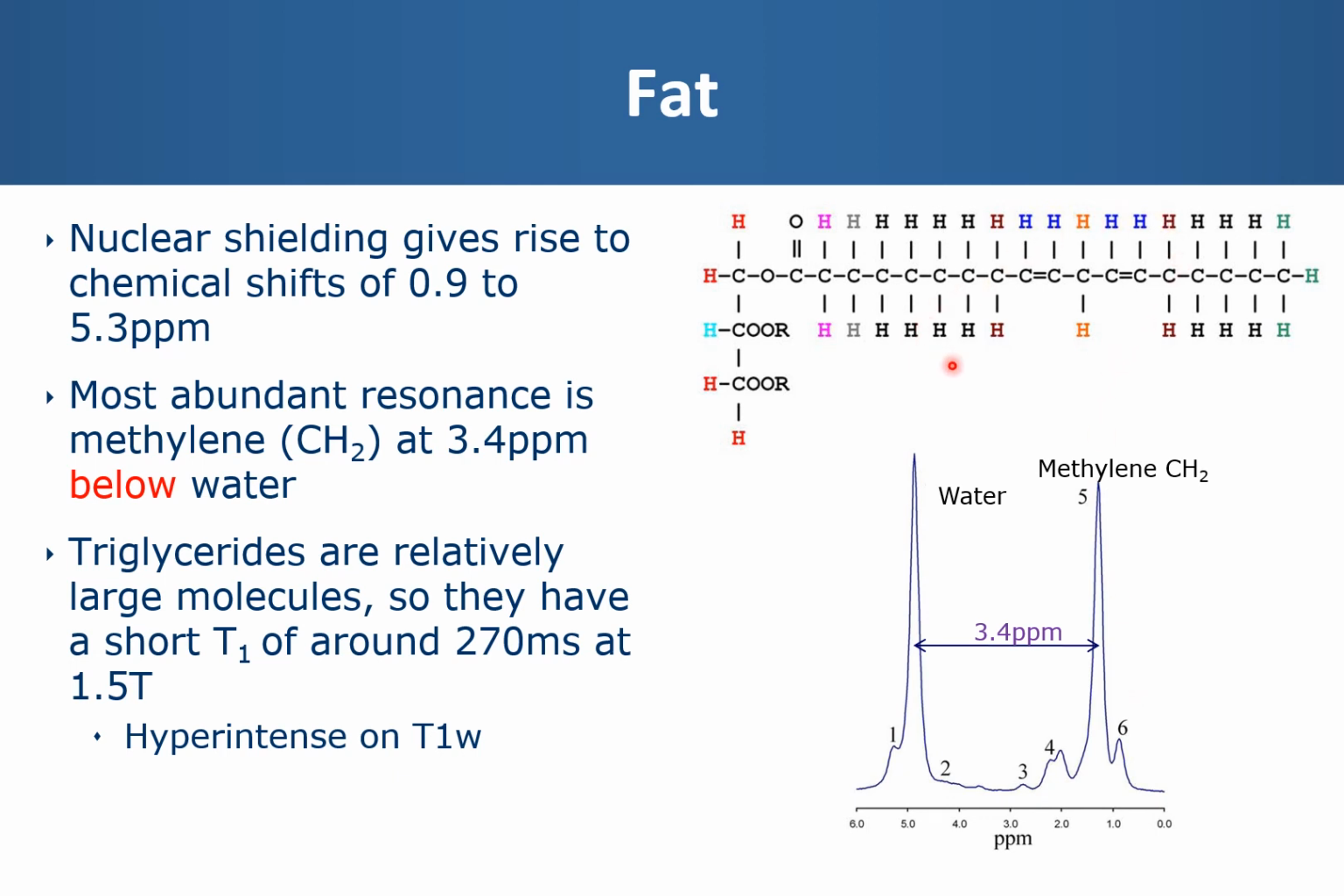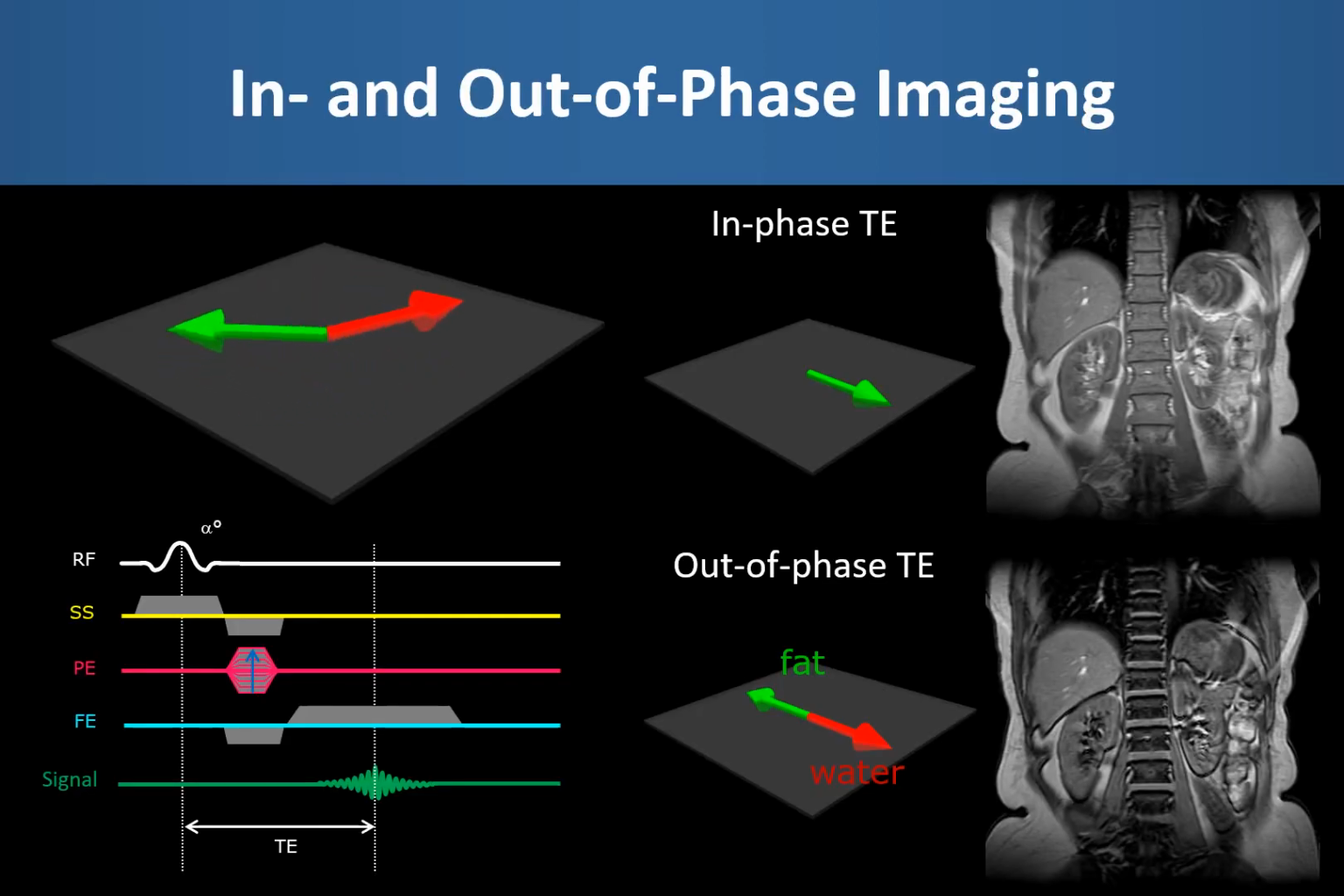If you also think back to when we discussed molecular tumbling, large molecules like triglycerides that tumble near the Larmor frequency demonstrate more efficient T1 relaxation and hence have a shorter T1. So that's the reason why fat appears hyperintense on T1 weighted imaging. A consequence of this difference in precessional frequency between fat and water means that in gradient echo imaging, the fat and water signals will have a different relative phase with each other depending on the echo time.